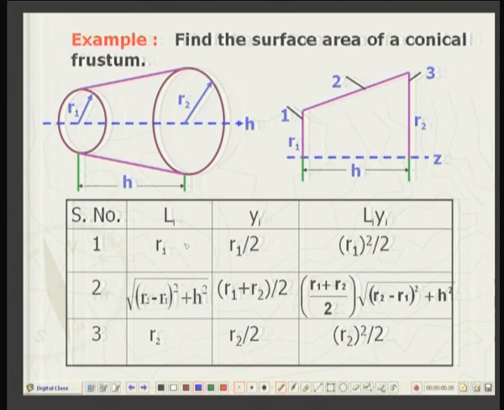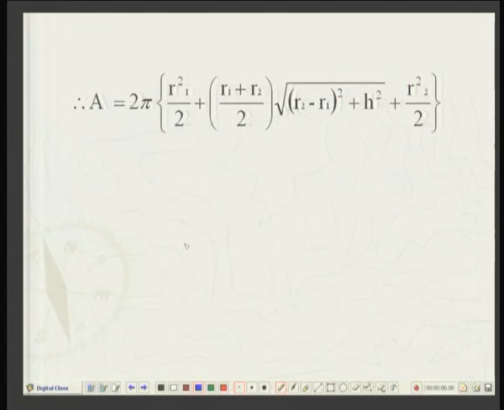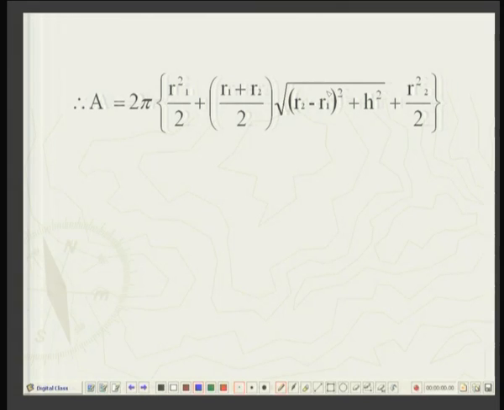So, all the 3 L into y values have been determined, and if we add up, we will get the total area, which will be 2 pi times the addition of this last column. So, this is a very simple way of calculating the total surface area of the frustum. You can do it otherwise, but from geometry it will be much more complicated.